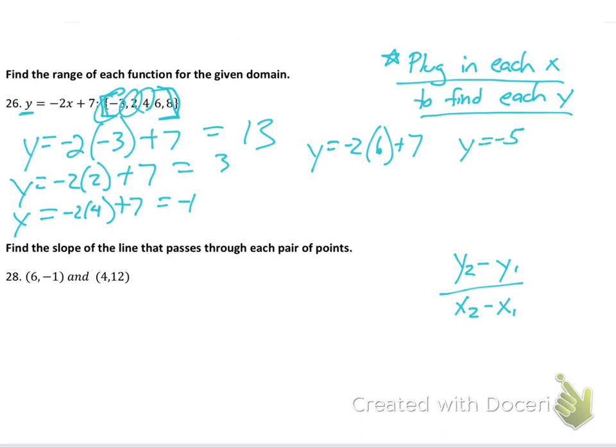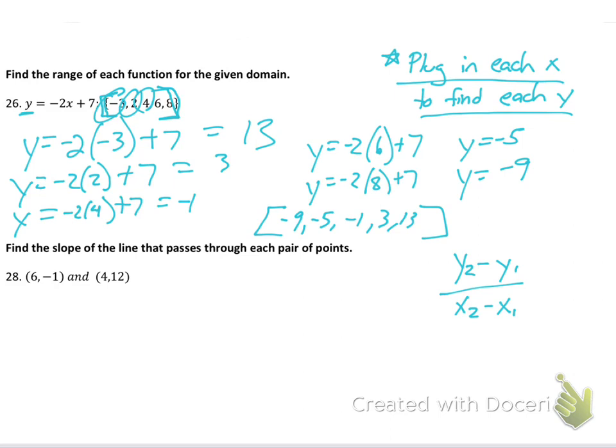And the last one, y is equal to -2 times 8 plus 7, so y is going to be -16 plus 7, which is equal to -9. Now my final answer, remember, you got to put them in order from smallest to greatest. So that's going to be -9, -5, -1, 3, 13.